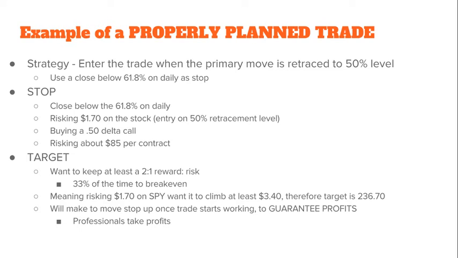So we're risking $1.70 on the SPY, on the actual stock of the SPY, the actual ETF, not on the options. We're risking 85 cents on the option. We're risking $1.70 on the SPY, which means we want it to climb $3.40 roughly. So our target should be around $3.40. Therefore, our target should be 236.70.